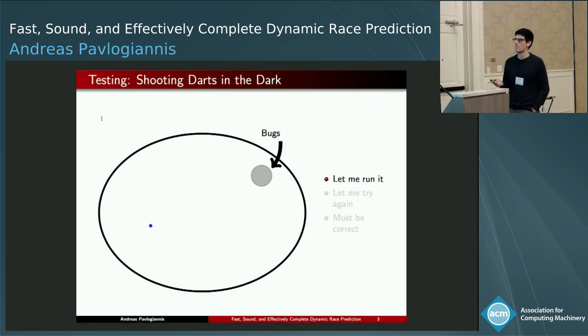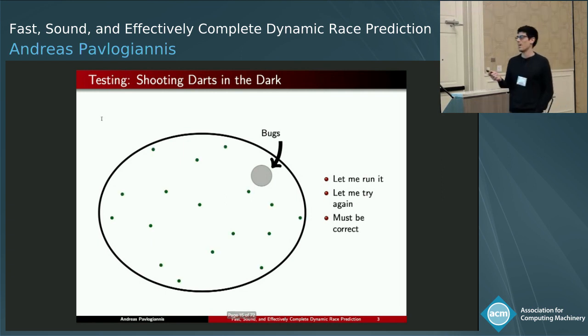You look into it, it doesn't have a bug. You realize you might have been lucky, so you repeat the process. You get another arbitrary point. It's not a bug. So you repeat this process 100 times. Now you're confident that your program is correct, where in fact there is a small neighborhood up here of buggy traces that you failed to discover just by testing.